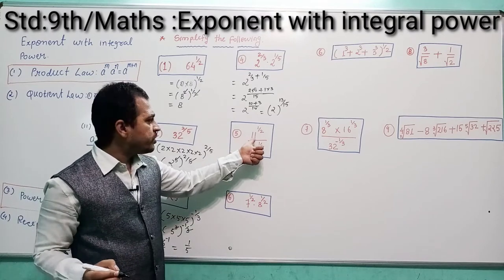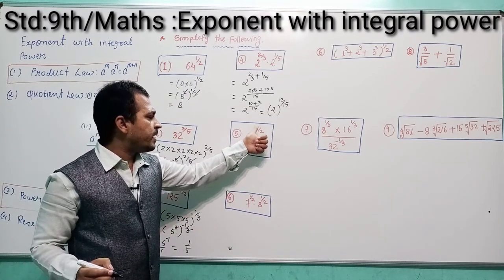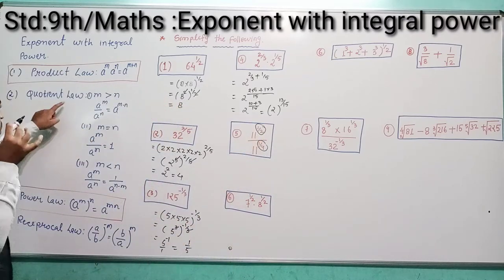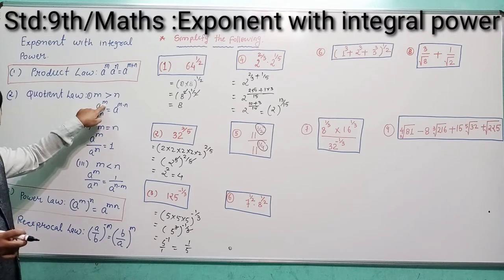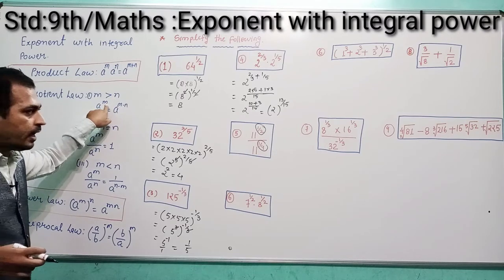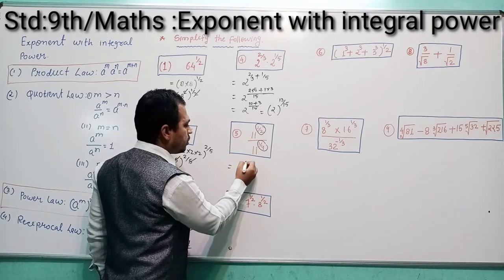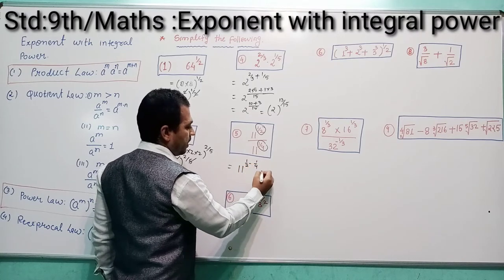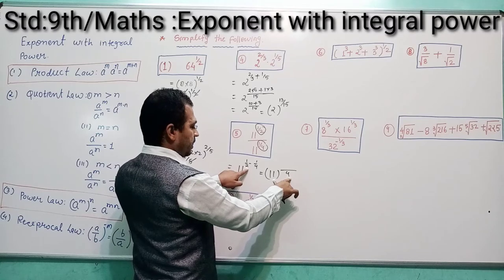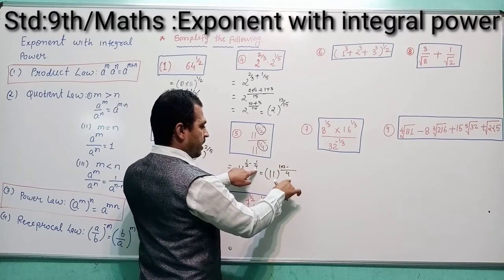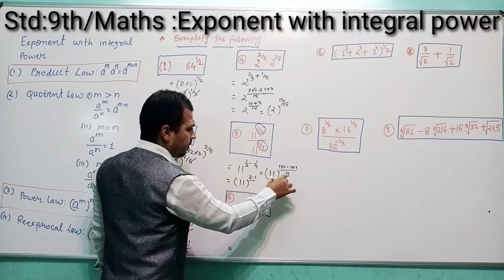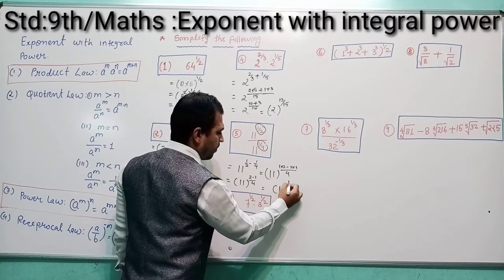Right? Okay, moving to the next question. Here students, you can see that 11 is to the power 1 by 2 and 11 is to the power 1 by 4. It means 1 by 2 is greater than 1 by 4. Right, students? So you can use the quotient law. If the term is in the form of a to the power m and a to the power n, if m is greater than n, so the power n will be subtracted from the power m. Okay, so writing these things, 11 whole to the power 1 by 2 minus 1 by 4. Right, students? So the LCM will be 4. 4 divided by 2 goes 2 times, so 1 into 2, minus 4 divided by 4 goes 1 time, so 1 into 1, right? So 11 whole to the power 2 minus 1 by 4. So 11 whole to the power 1 by 4.